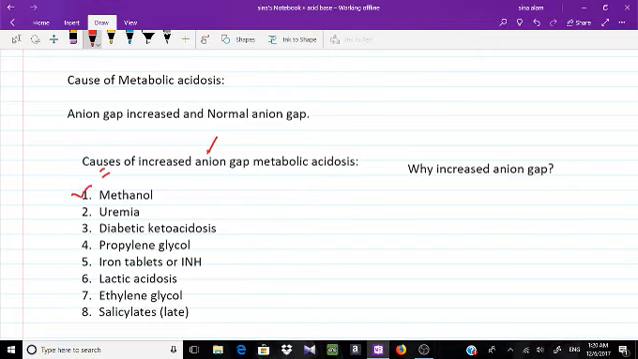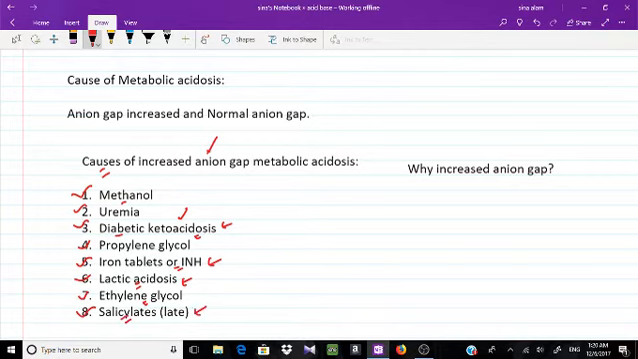Here you can say methanol, here you can say uremia, that means urea goes high in the body. Methanol, that means the counterpart of alcohol goes up. Diabetic ketoacidosis, very famous. The keto acids go high in the body. Propylene glycol, I don't know what that is, but it goes high in the body. Iron tablets or isoniazid cause acid formation by different reactions. Lactic acidosis increases acid level. Ethylene glycol converts into acid products.